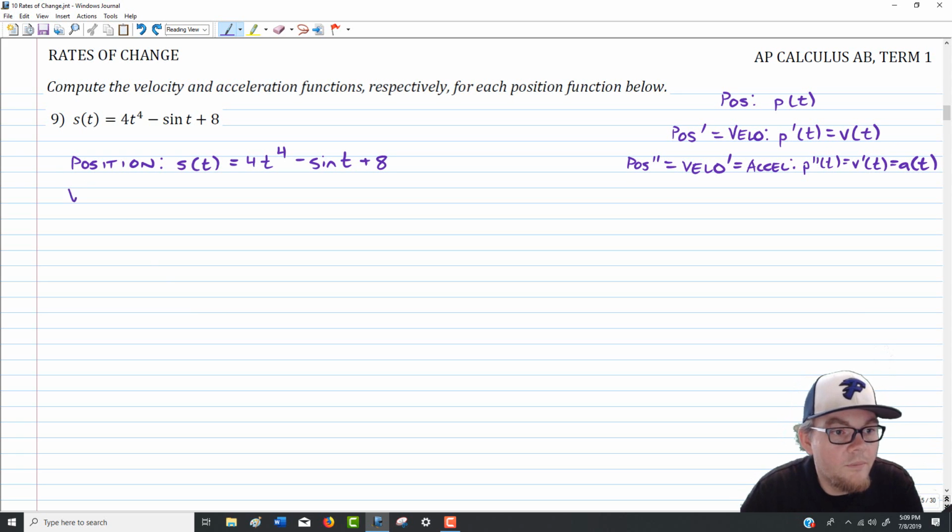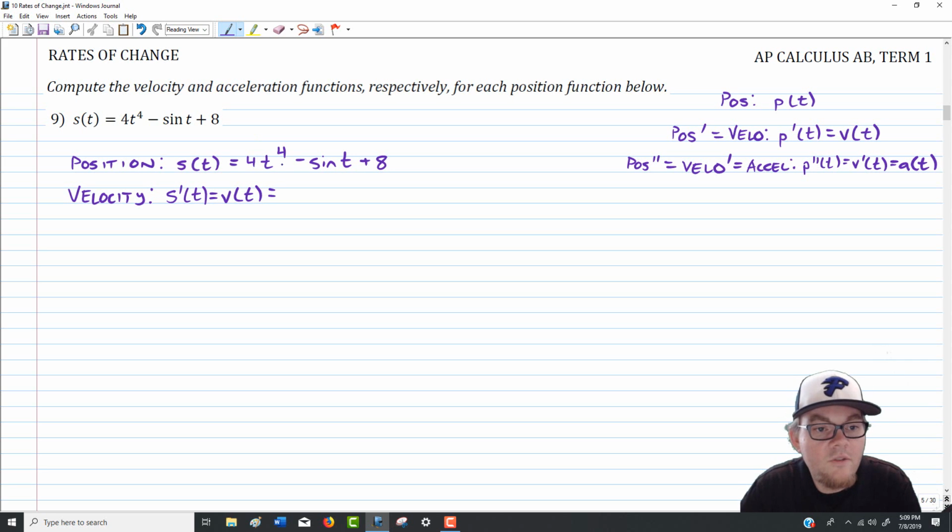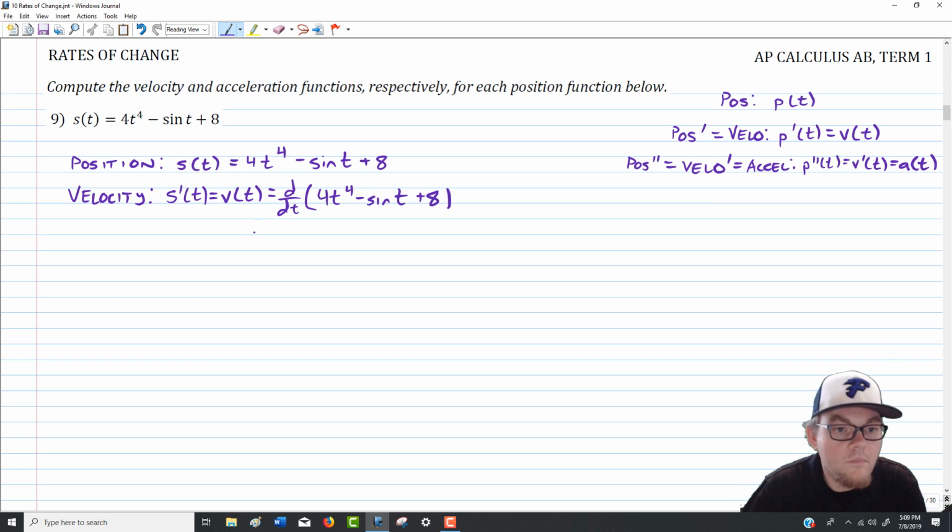So in here, what are we going to do? Well, we have position. We want to find velocity. So to get the velocity, we need to remember that's the rate of change of the position, which means we're looking for s prime of t. We're just going to call it v of t. In our case, that's going to be the derivative with respect to t of 4t to the 4th minus sine of t plus 8. So none of these terms are particularly hard to differentiate.